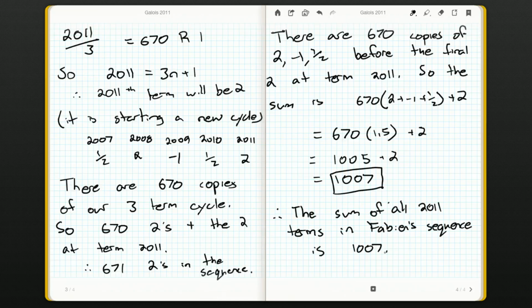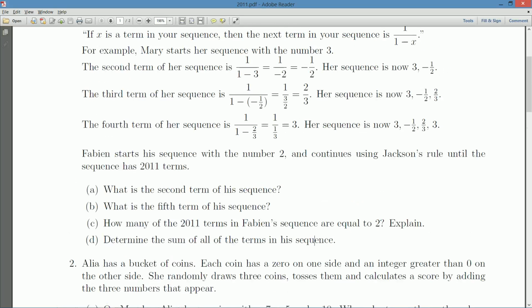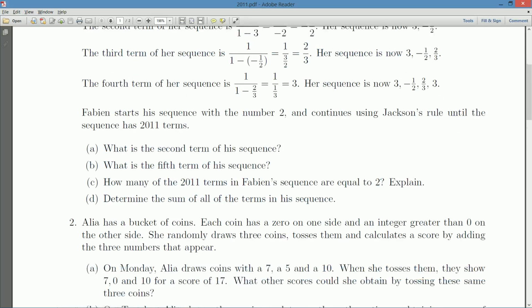All right. So nice beginning question. We were introduced to a sequence. We were shown how it works. Then we showed that we understand how it works with the very first 2 questions. And then we did a little bit of calculation. We noticed a pattern. And we exploited that pattern not only to answer C, and figure out how many terms are equal to 2, but we also were then able to very quickly sum up the whole sequence.